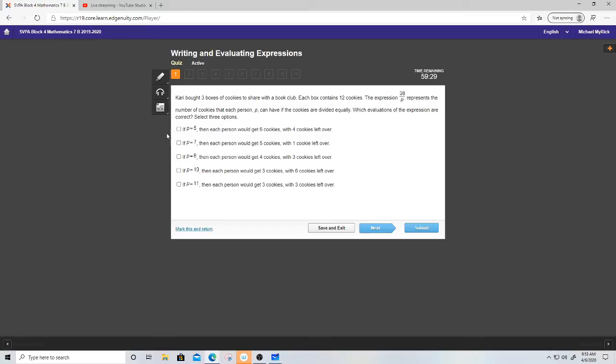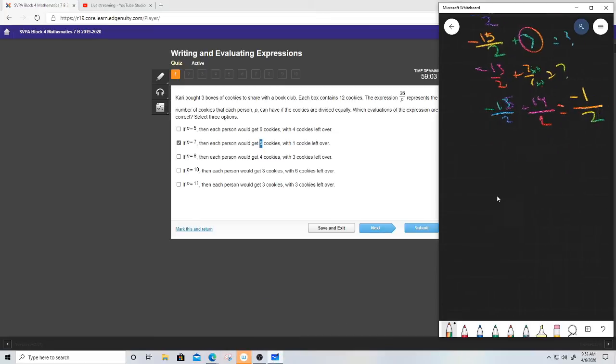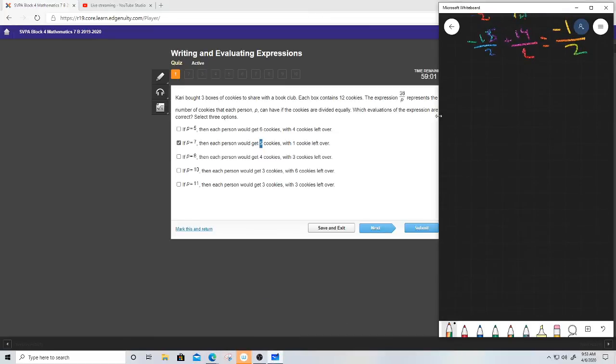Well, if we divide 36 by 5, that would be 7 with 1 left over, right? Wrong. If you divide 36 by 5, you get 5 cookies, and 36 minus 35 is 1. So there's 1 left over. 36 divided by 8 is 3, right? 3, 30. No, it's 4. 32. 36 minus 32 is 4, so no.